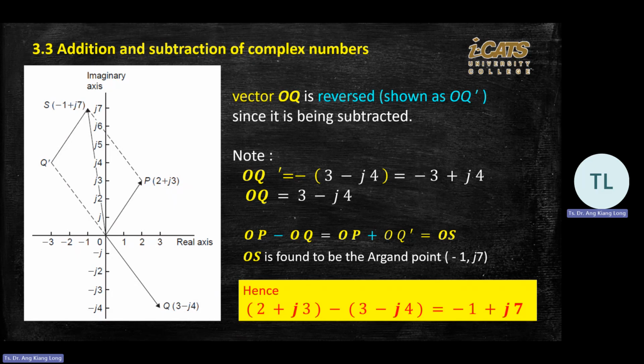Then you draw on the Argand diagram. Minus 1, you go to the real side, minus 1, then go up 7. Remember to draw the arrowhead. The arrowhead is from O to the S point. You draw the dotted line to complete the parallelogram. Okay, this is addition and subtraction.